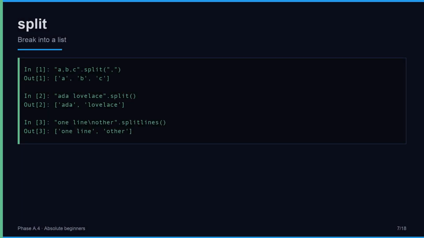Split on comma gives a list of 3 items, a, b, c. Split with no argument breaks on any white space, spaces, tabs, new lines. Ada Lovelace becomes 2 items, Ada, Lovelace. Splitlines breaks on new lines. You will meet lists properly in the next section. For now, just see that split turns one string into several.